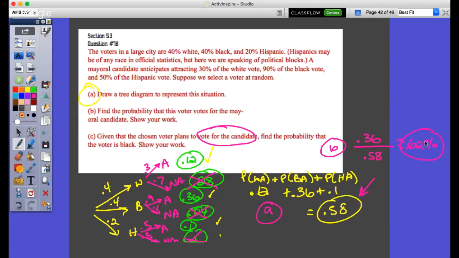So we would say it's a 62% probability that the person would be black given that they voted, so I'll put V for voted for the candidate. And that's how you could write it, where B would be those who were black and V would be those who voted for the candidate. Just make sure you define your variables.